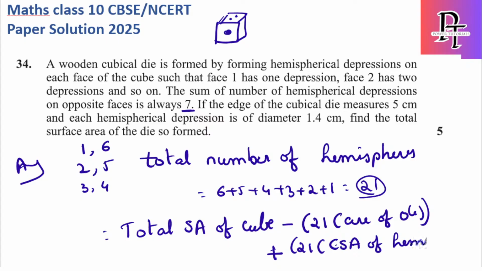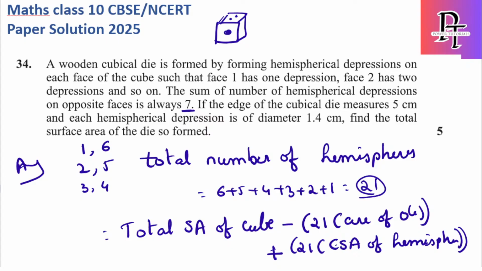Why is it CSA here? Because we are talking about the depth. The sphere is not closed, it is just open and going downward, like a depth. That's why it is CSA, not TSA. Till here, if you write this, then definitely three-fourths of the question is done, because from here you just have to substitute the values and solve it.